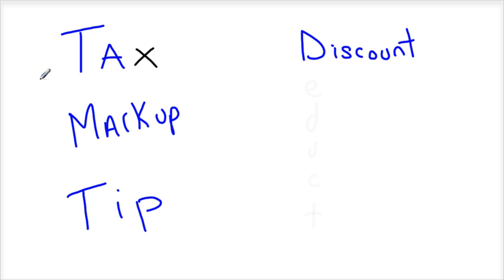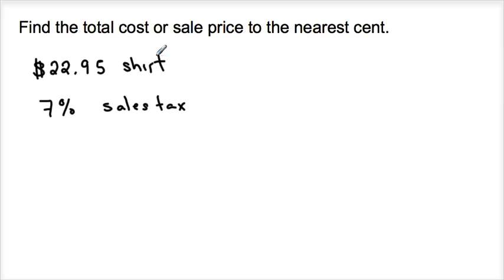So we're going to add the tax, the markup, and the tip to the final selling price. The discount starts with the letter D. We're going to deduct it from the final selling price. All right, so three of them we add. The discount we subtract.